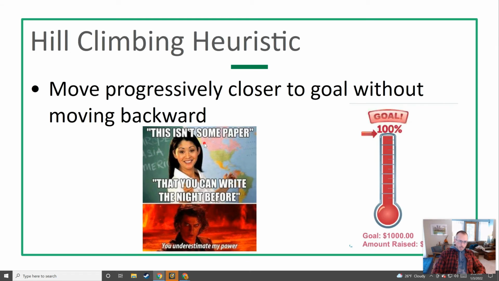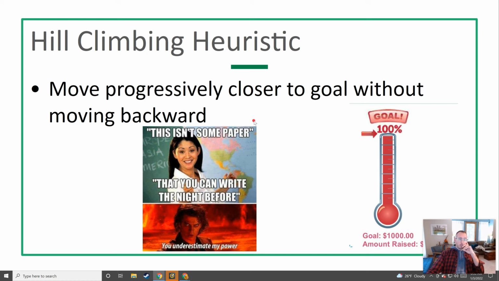So hill climbing. Hill climbing is you move progressively closer to a goal without ever moving backwards. This works really well if you have a small problem. So maybe you get home, you've got like 4 things to do for homework, and you just kind of bang them out. So you keep moving progressively towards the goal without moving backwards. It works really, really well if your problem is small. So for hill climbing, wouldn't advise this for your college application process.